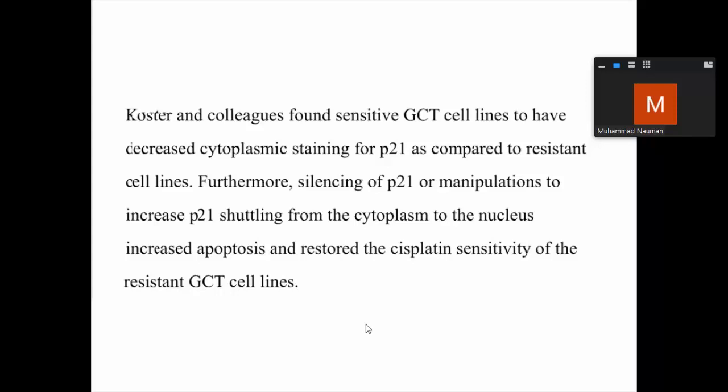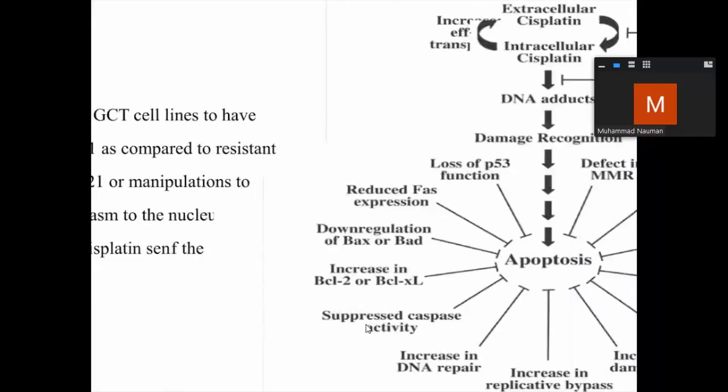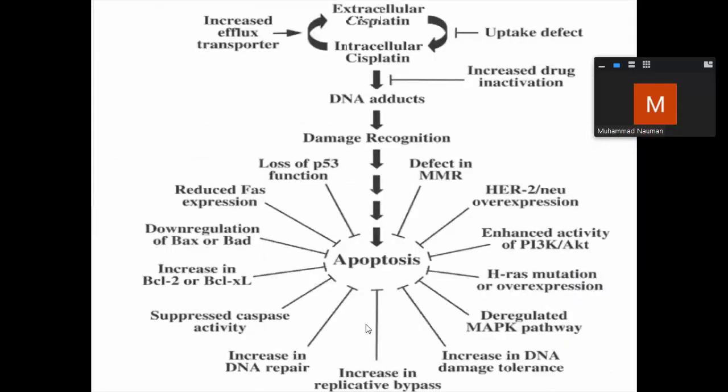This is a flow sheet of the chemotherapy of the germ cell tumor. First of all, we have to get the cisplatin inside the cell and it forms the DNA adducts. And the DNA adducts, after the damage recognition, undergo the apoptosis. And these points which have shown the T, like uptake defect, increased drug inactivation, and these are other inhibiting agents. If these factors are present, then there will be no apoptosis, then there will be the resistance.